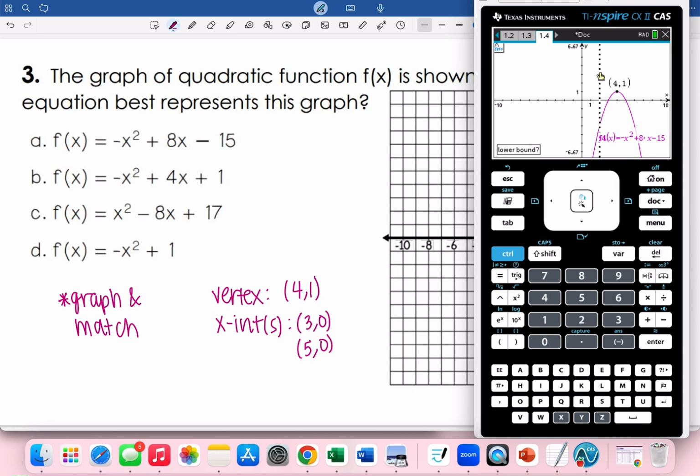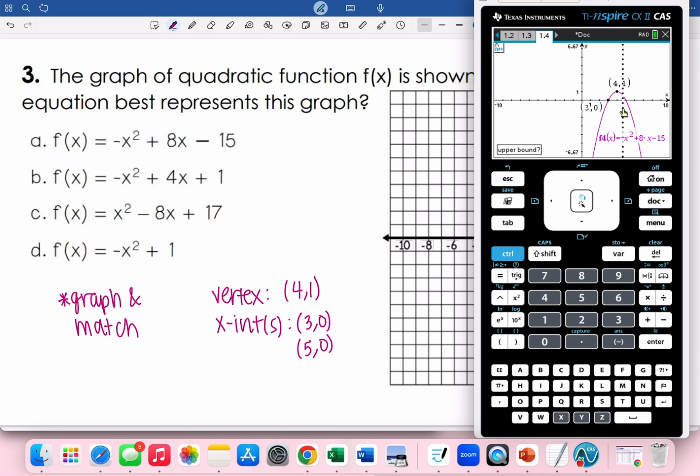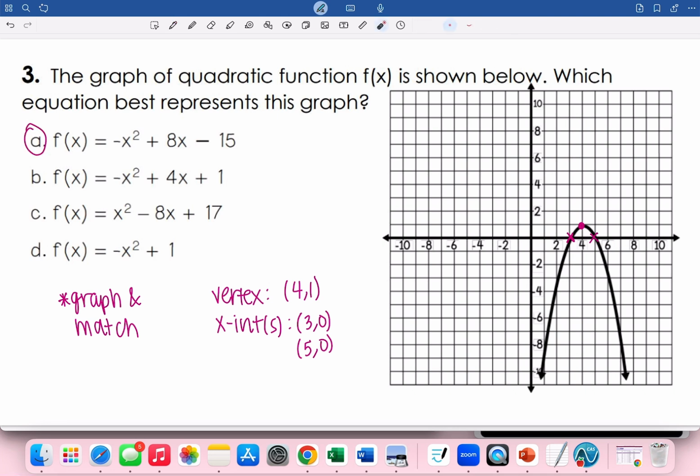I'm going to place that on the left side of my first vertex. I'm going to press enter, scroll over. I see that it is at (3, 0), so that's correct. And then again, menu 6-1 to find my second zero. So that's (5, 0). So here, A is my answer. It has all the same characteristics as my graph here.